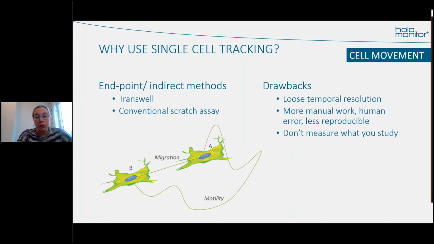But in the case with studying cell movement with endpoint assay, I would say the biggest drawback is probably that you don't measure what you want to study. Because in an endpoint assay, the researcher will only get the information on the migration of the cell. That is the distance a cell has traveled between A and B. But often the motility, that is the actual path the cell has taken to travel the distance between A and B, is what is more interesting to study. So if you, instead of using endpoint methods, use single cell tracking, you can also study cell motility, which will give you the directness of movement and also more accurate measurements of cell speed.